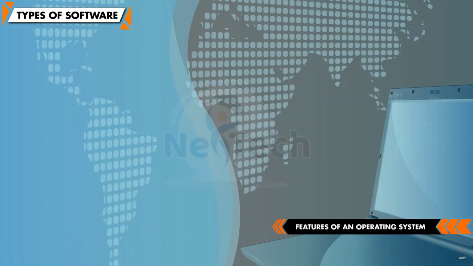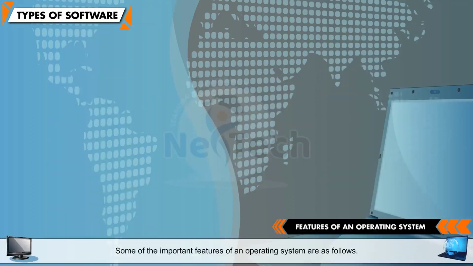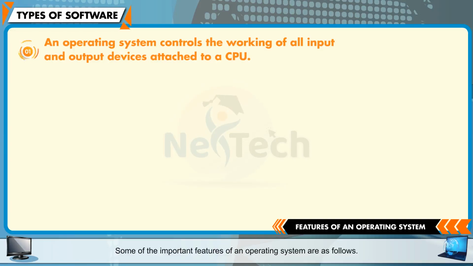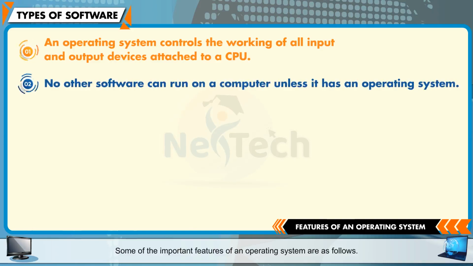Features of an operating system. Some of the important features of an operating system are as follows. An operating system controls the working of all input and output devices attached to a CPU. No other software can run on a computer unless it has an operating system. It manages memory of a computer system.